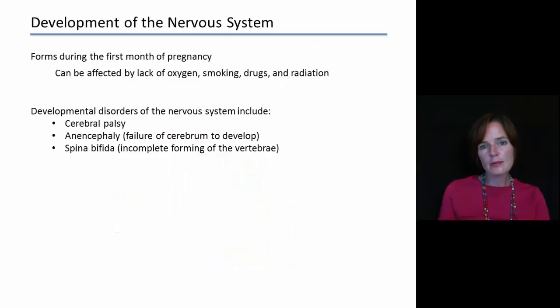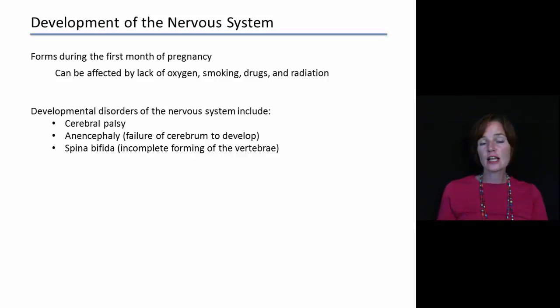If we talk about the development of the nervous system, this is something that begins very, very early during the development of a new individual. By very early, this is already developing during the very first month of pregnancy. The development of the nervous system is very sensitive to our environment. It can be affected by a lack of oxygen, smoking, drugs, radiation. All of these things are impacting, and that is one reason why it is very important for an individual who is expecting to take very good care of themselves, because there is this potential impact on nervous system development.